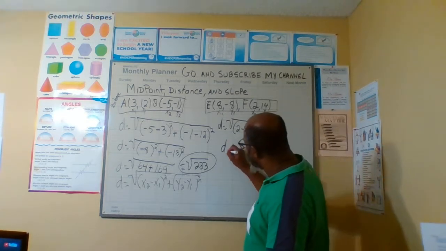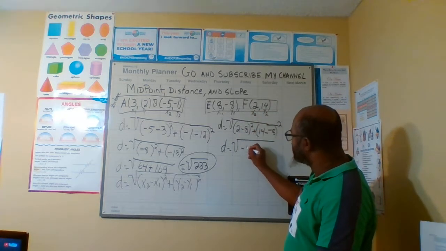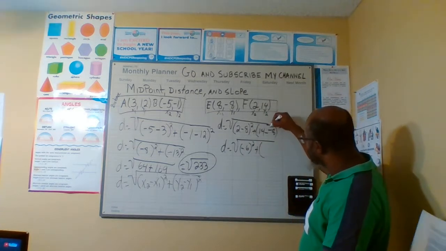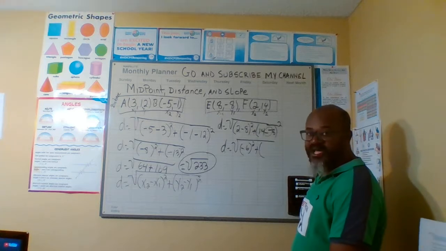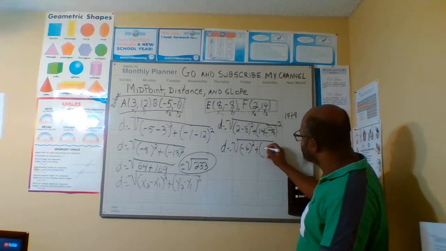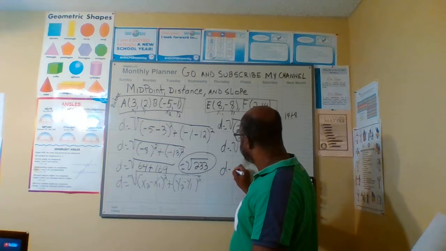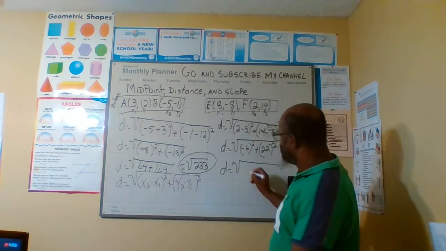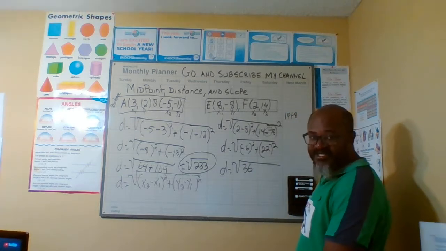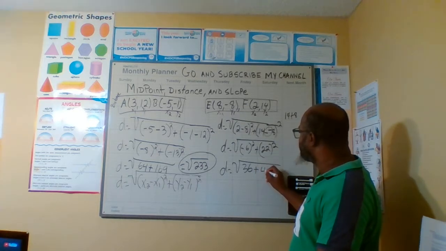So you bring this down, then you have 2 take away 8, which is negative 6, then you square that. Then you simplify the other part. You have a double negative. That becomes 14 plus 8, which is 22, and you square that. When you square negative 6, it is negative 6 times negative 6, which gives you 36. And 22 squared, I believe, is 484.